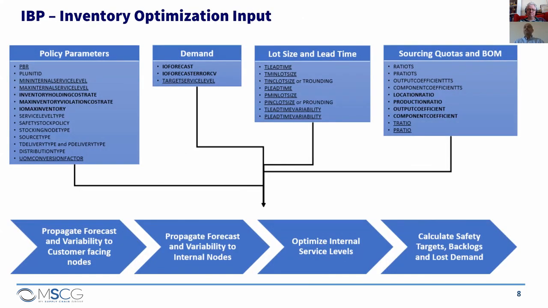In this slide, you can see there are various inputs which go into the inventory optimizer. So at a high level, you've got policy parameters, then demand parameters. You also have lot size and lead times. You also have sourcing quotas or BOM, bill of materials. And there are a few more inputs here, lot sizes and lead times. So basically it is nothing but production or transport lead time and lot sizes.